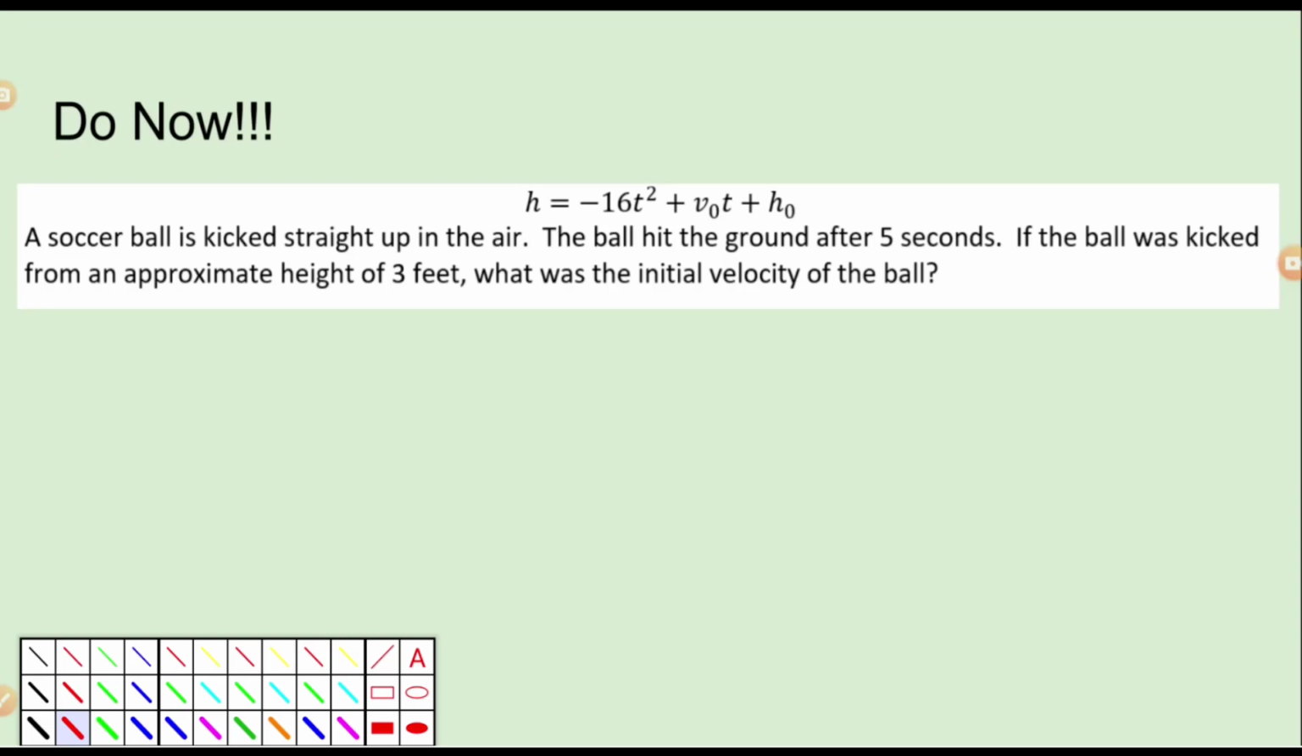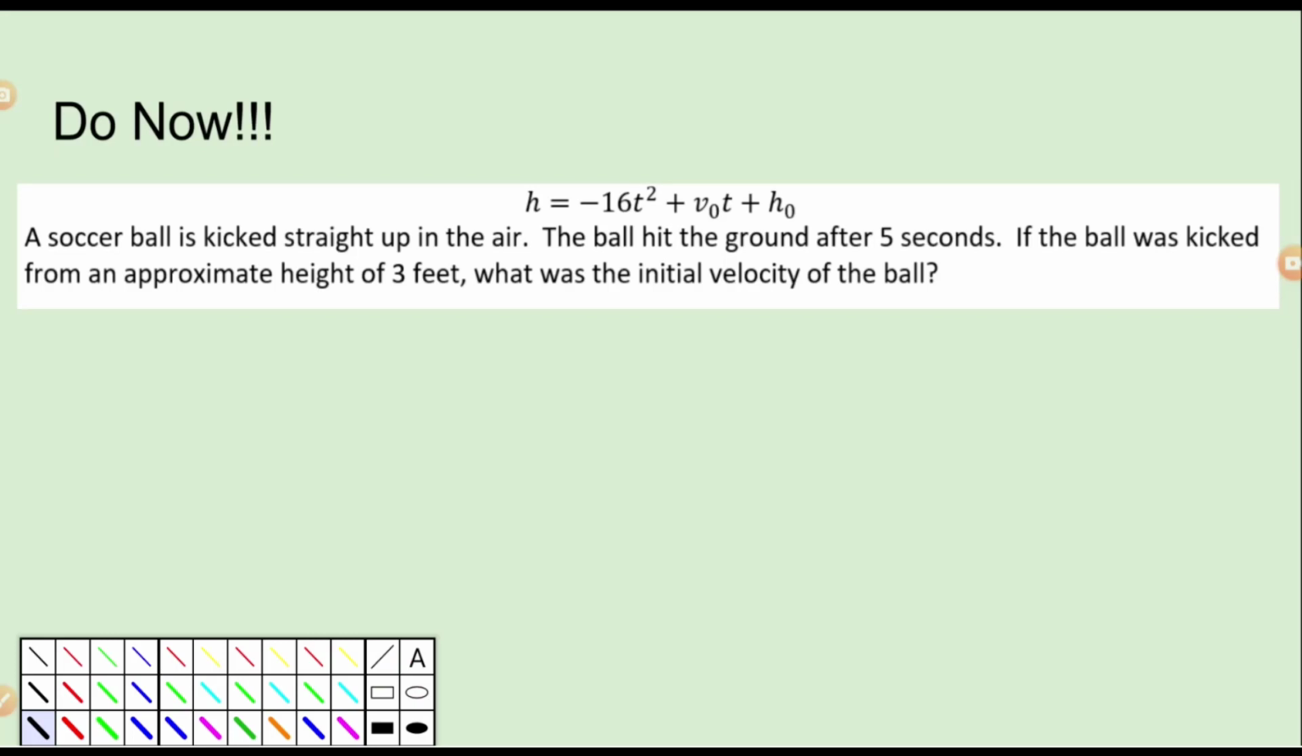This is directly from a problem from yesterday. Again, our project later on will be based on this one. So a soccer ball is kicked straight up in the air. The ball hit the ground after 5 seconds. If the ball was kicked from an approximate height of 3 feet, what was the initial velocity of the ball?